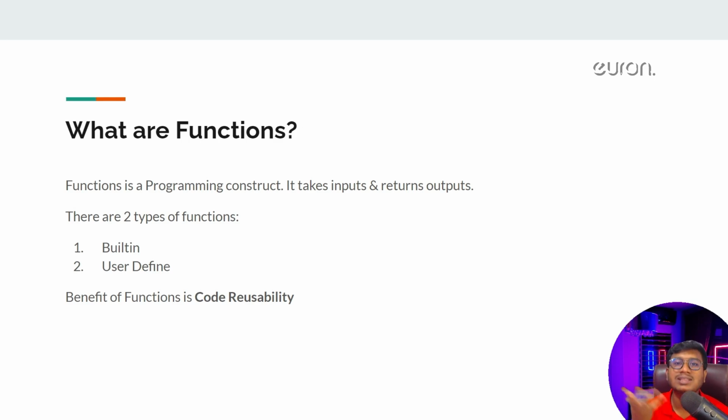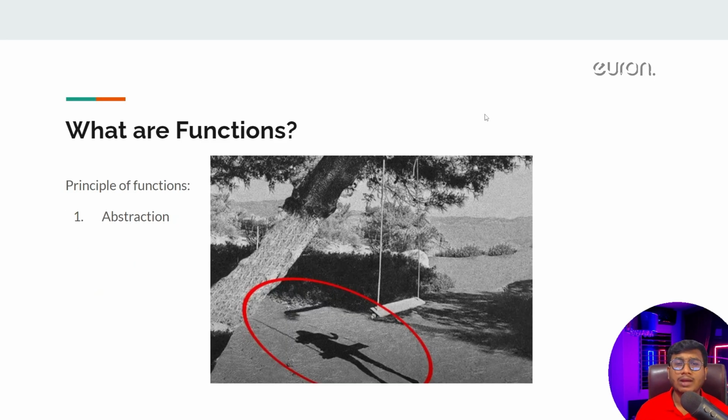You are reusing that particular code again and again. So that's why once you have created a function, you can use that particular function multiple times in your code, in your project. Fine, that's the idea. Now there are some principles available inside a function, like two main principles are available.